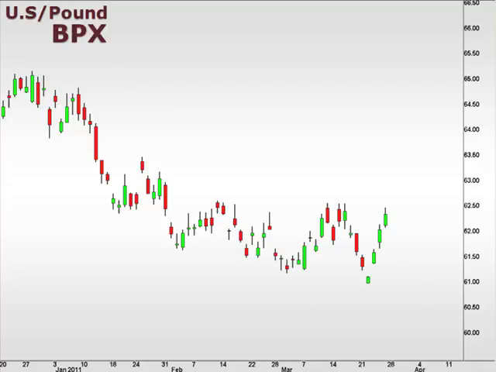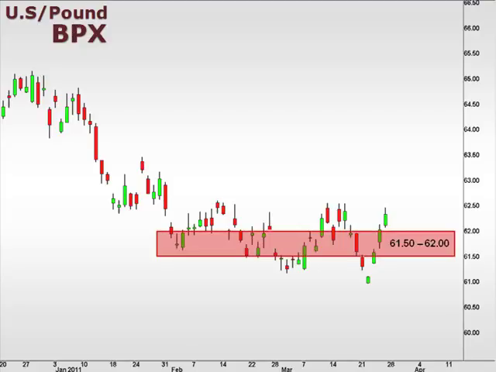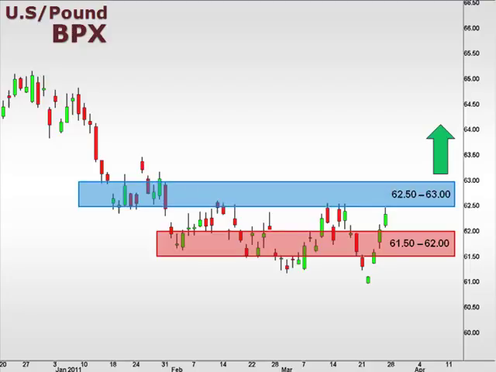Let's take a look at the US dollar versus the British pound as seen here in the ISE FX options pair value BPX. Well, the BPX continues to consolidate above our 61.5, 62 support level, and a break above 62.5 opens the window for a move higher.